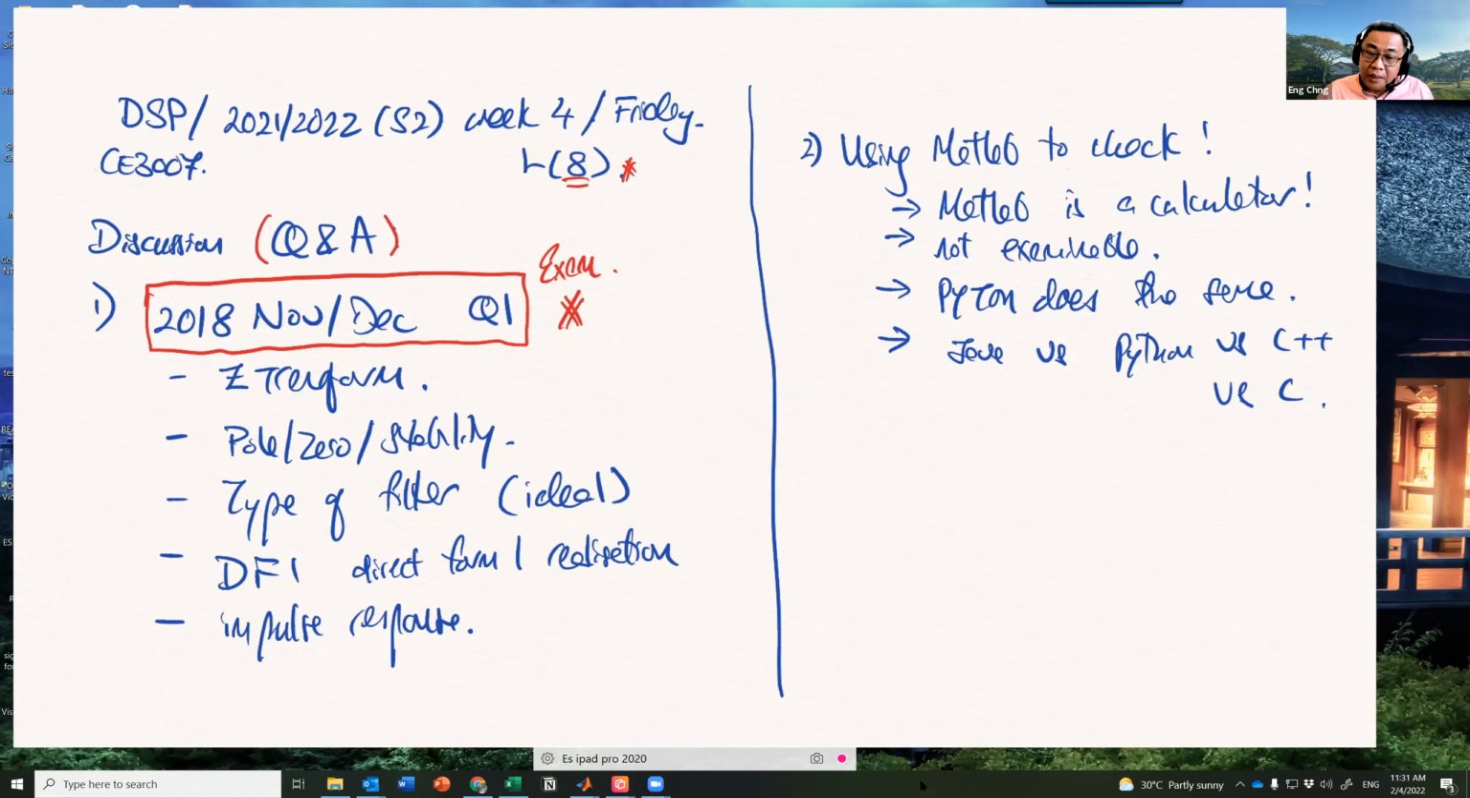I'll do Q&A for exam questions first. The question will be from 2018 November, December, question 1. The coverage for this question is mainly on Z transform, pole and zero diagram, stability, type of filter, direct form realization, and impulse response generation. To answer this question, it takes all the knowledge of this material. I'm going to show you now which material I'm talking about.